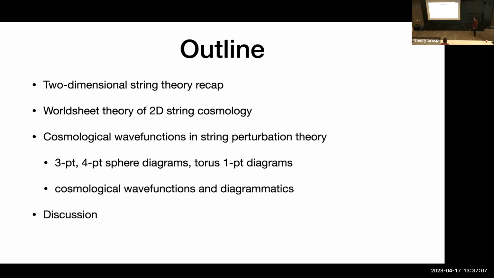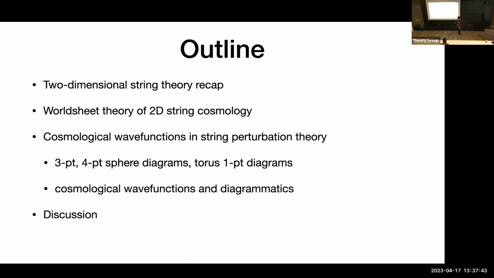Okay, so here's a brief outline of what we'll talk about. First, I'll give a brief review of two-dimensional string theory. I suspect that for a large part of the audience this will be a basic review, but at least it'll set up the language for the story about the two-dimensional string cosmology background, which will be the next point. Right after that, we'll jump into computing some of the simplest observables in this string theory, which will be cosmological wave functions, and I'll come to what that means in a second.